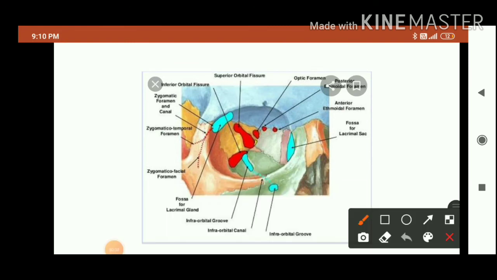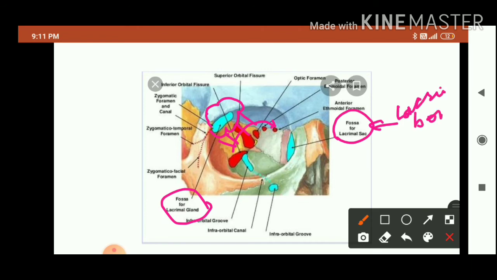Okay, so let us have a finishing touch with the help of this diagram. The fossa for the lacrimal gland houses the lacrimal gland. Then with the help of six ducts, it will open into the superior conjunctival sac. Here, in this case, it enters into the superior conjunctival sac. Then the lacrimal fluid will move to the lacrimal sac, and the lacrimal sac is present in the fossa for the lacrimal sac of the lacrimal bone.